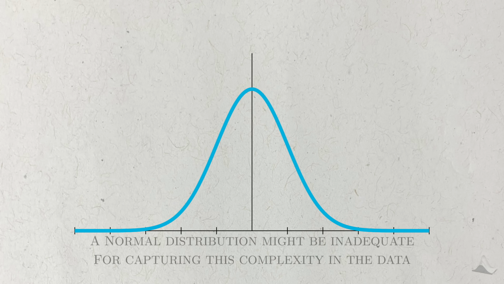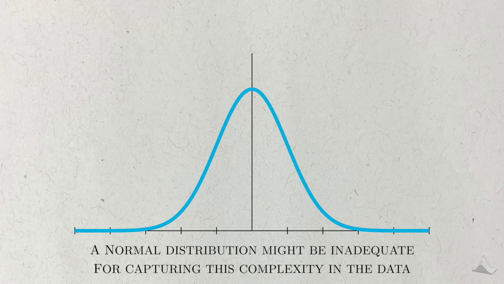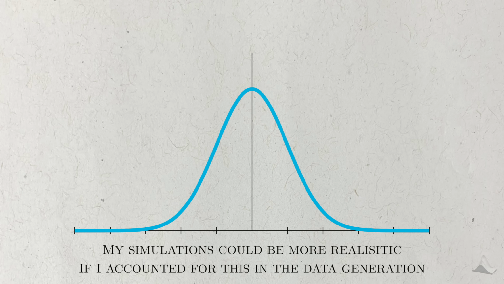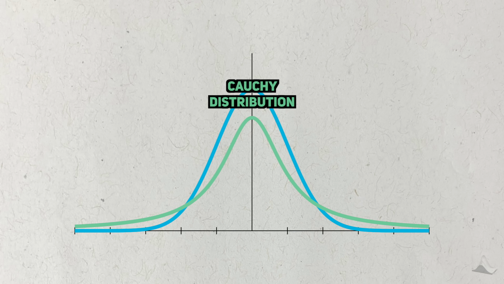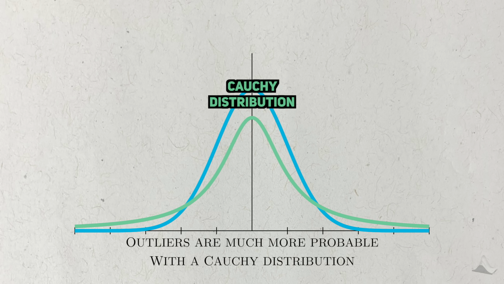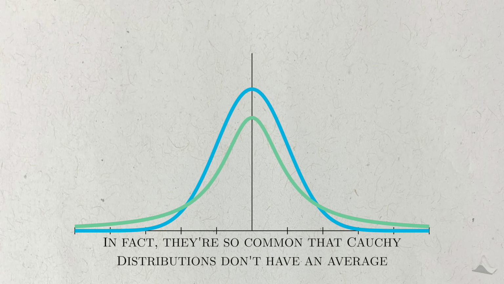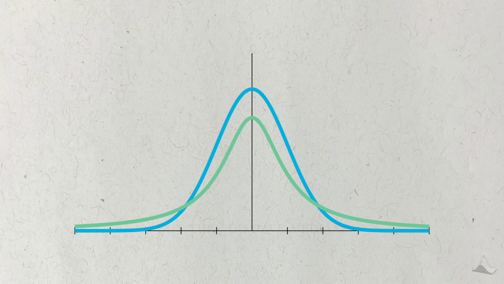That is, the normal distribution might be inadequate for capturing all the inherent complexities in this type of data. My simulations could be more realistic if I accounted for this in the data generation. I'll also generate data from a Cauchy distribution, which is still bell-shaped, but the probability of seeing an outlier is much higher compared to the normal distribution. In fact, outliers are common enough such that Cauchy distributions don't have averages. They do have medians though, so I'll take advantage of that.